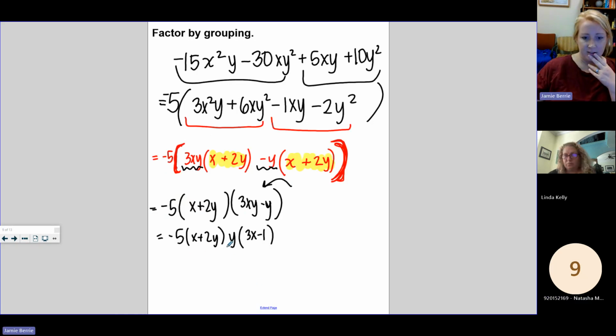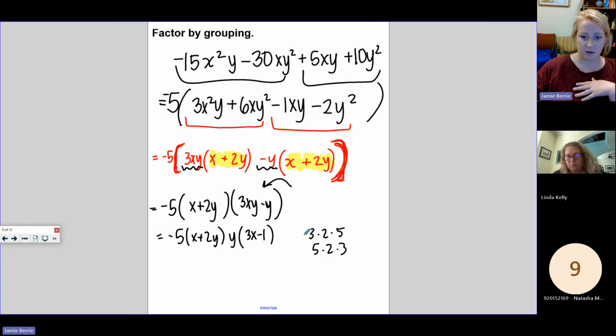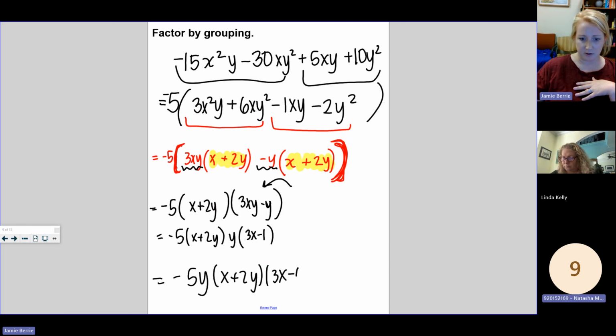Now we can just rewrite this. This is all multiplication, so you can think of it like 3 times 2 times 5. We can rewrite that as 5 times 2 times 3. You can rearrange the order since it's all multiplication. That's what I'm going to do here. I'm just going to rearrange the order so it looks a little bit neater: -5 times y times x plus 2y times 3x minus 1.